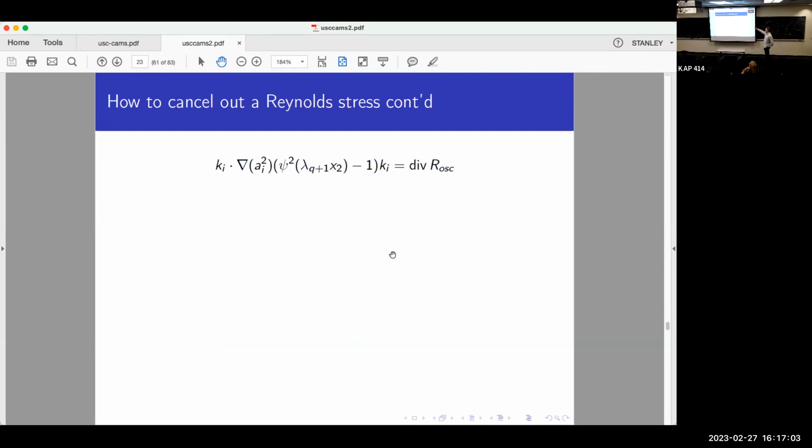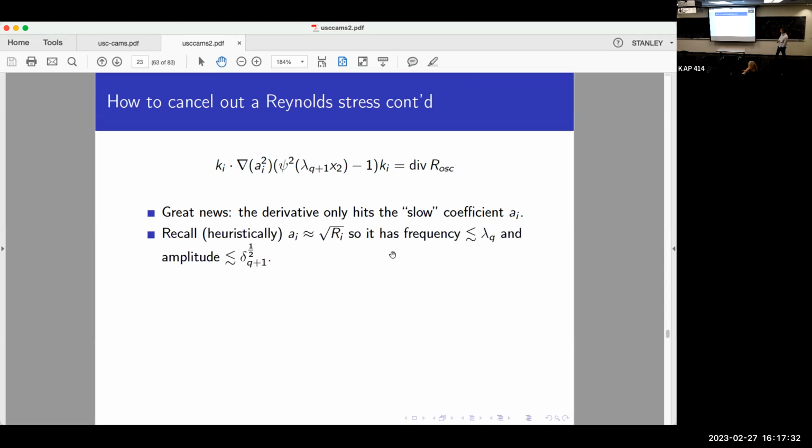How do we deal with the second term? Well, in order to fit it into the next error term in our iteration, we need it to be the divergence of some small tensor. The tensor will of course be high frequency, but we want it to be small amplitude, smaller than delta q plus 2, if you remember the name of the parameters. Now again, like I said, the derivative is only hitting these slow coefficients, which is good news. If it was hitting this fast part that oscillates at the high frequency lambda q plus 1, we would be in big trouble because we'd lose a factor of lambda q plus 1. So I'll skip the numerical aspects in the interest of time.